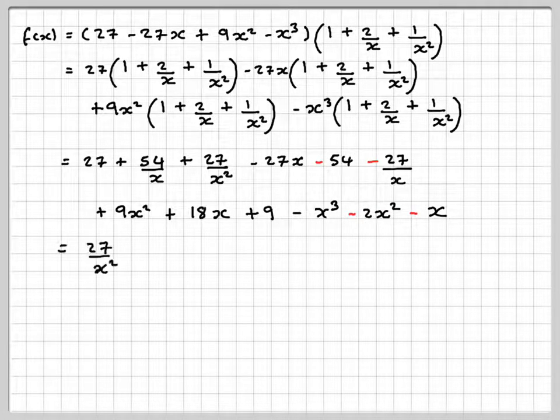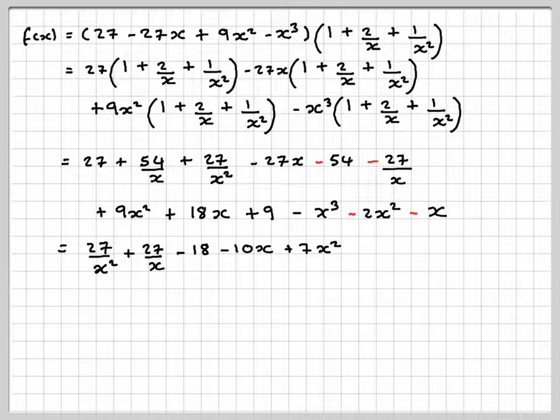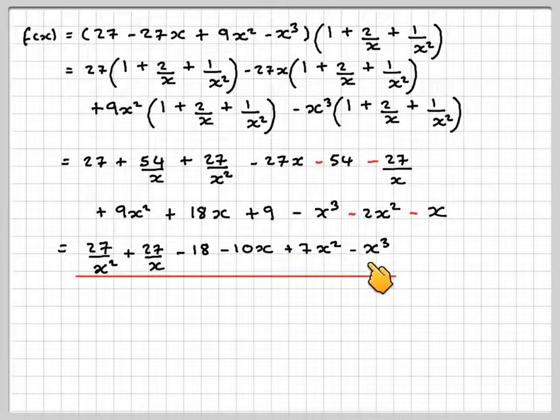Collecting together like terms, we're going to get 27 over x squared. Collecting these two together, we're going to get plus 27 over x, minus 18. That's 27 minus 54 plus 9. Minus 10x, that we get from doing 18x minus x and minus 27x, plus 7x squared. We get that from 9x squared minus 2x squared, minus x cubed.